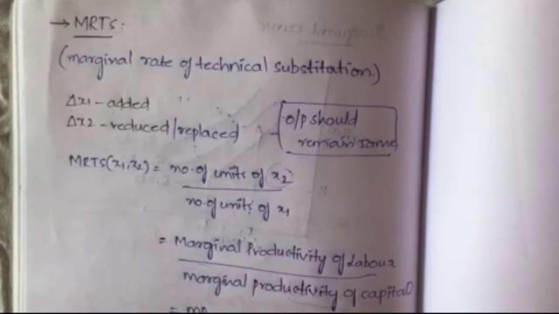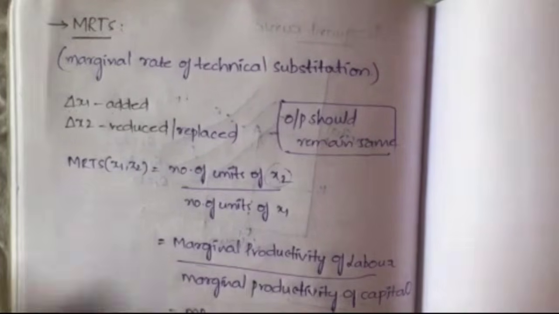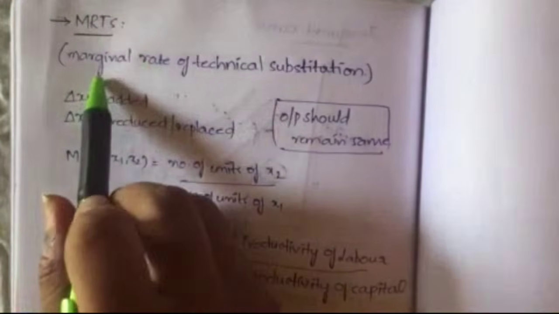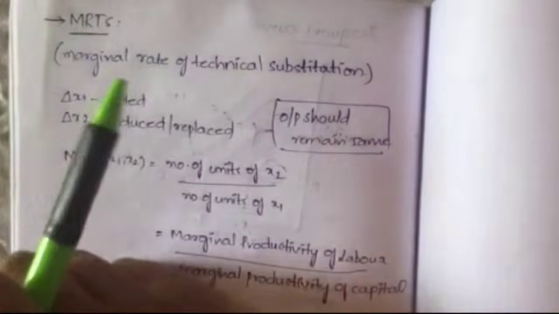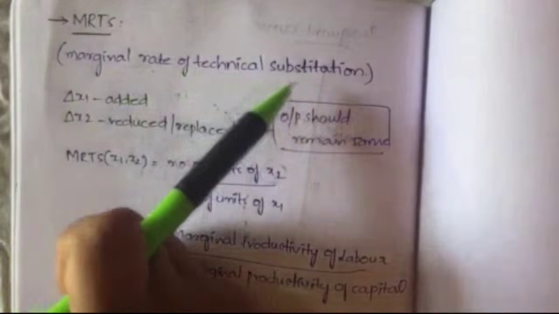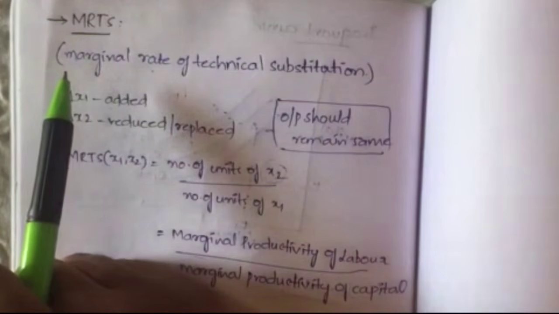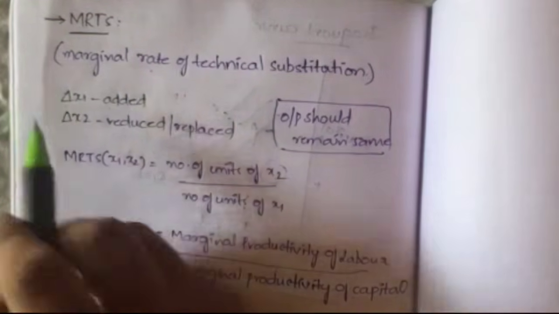Hello everyone. In the previous video, we have learnt about production functions, isocost, isoquants and all those topics, right? In this video, we are going to learn about MRTS, which is related to the previous topics. MRTS stands for marginal rate of technical substitution. This is a very small and very easy concept.